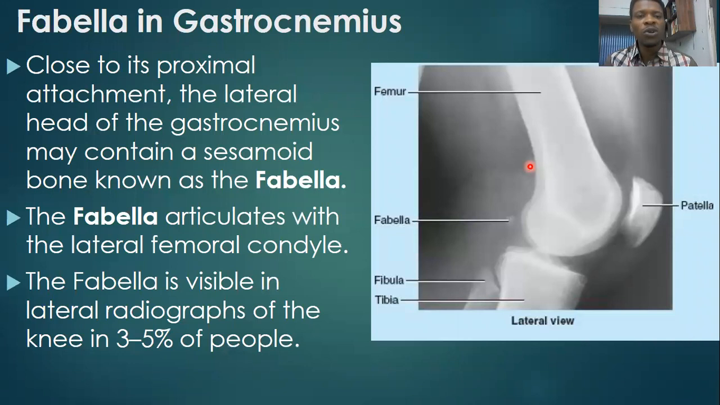We also have what they call the fabella in the gastrocnemius. The fabella is a sesamoid bone that is found in the lateral head of the gastrocnemius. So it's called fabella. All right, in the lateral head of the gastrocnemius, sometimes the sesamoid bone is just found there, and that could sometimes lead to pain in these individuals. This could be found during radiographs. That's very important, and it's found in about 3 to 5% of individuals.